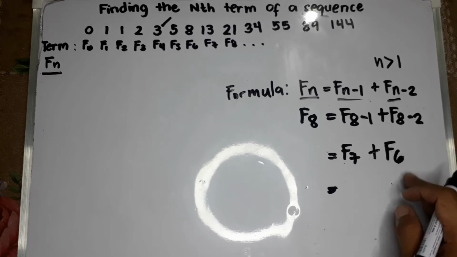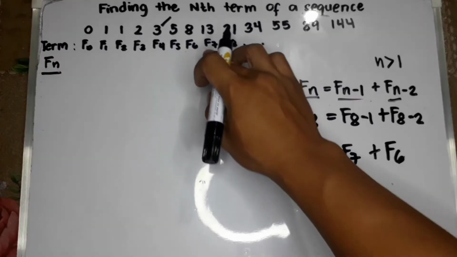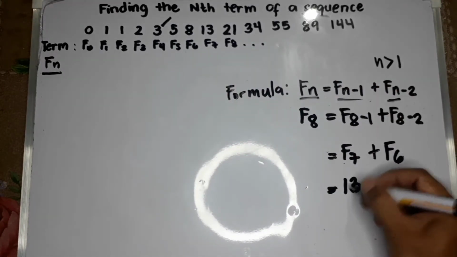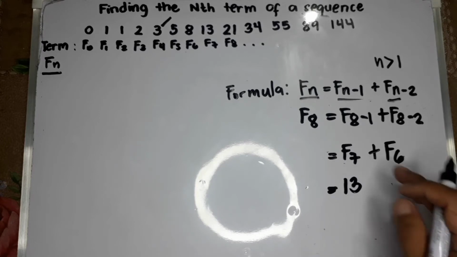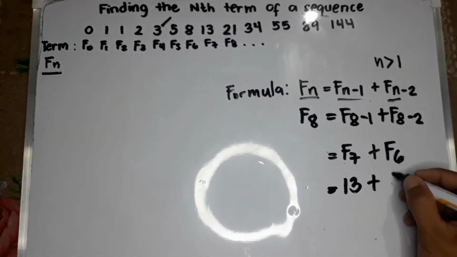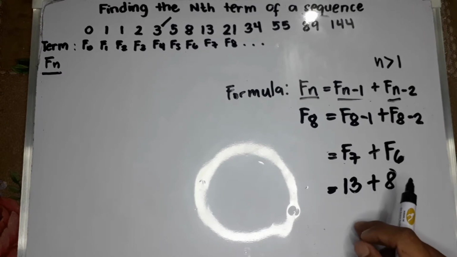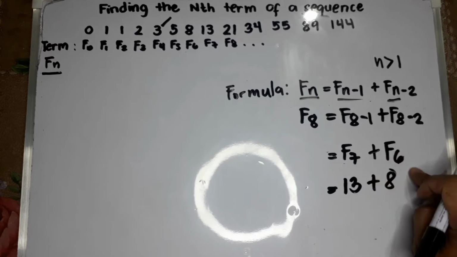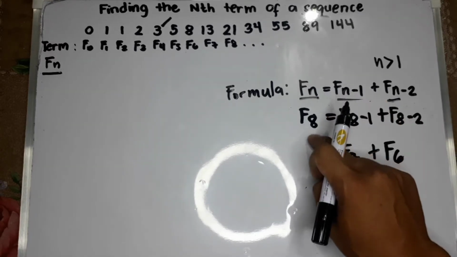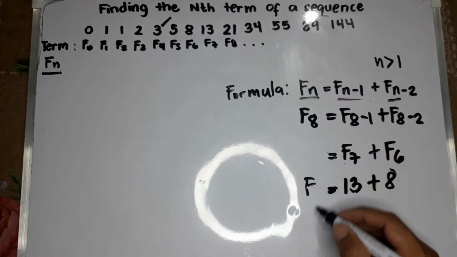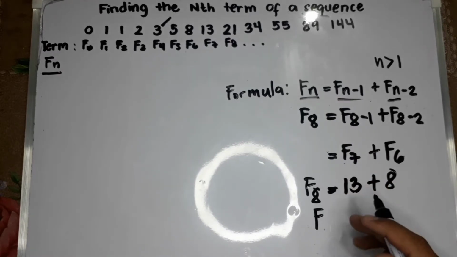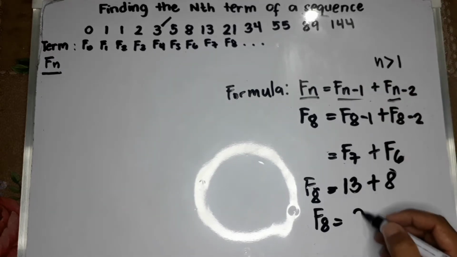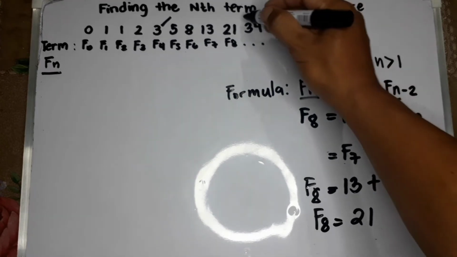of these terms. So we have f sub 7 is equal to 13, and then f sub 6 is equal to 8. So we are going to find the sum of f sub 7 and f sub 6 to get the value of f sub 8. So the value for our f sub 8, or the eighth term of the sequence, is equal to 21. Therefore, this is correct.